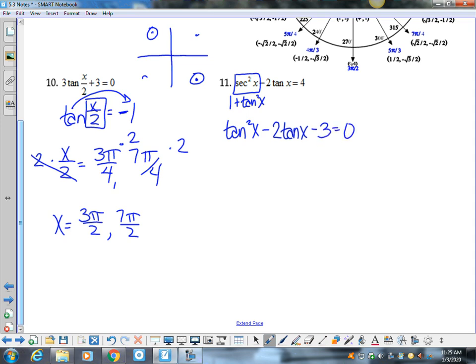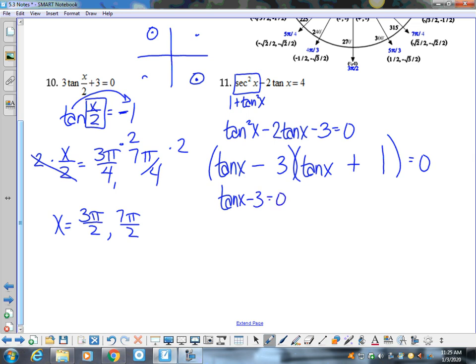Now make sure that you're good with the fact that before we were separating the trig and the numbers because everything was linear, but when it's quadratic, you want to get it equal to 0 because you're going to factor it. And then this is just a nice trinomial. Three and a 1. I want a negative 2, so a negative 3 and a positive 1. Set them both equal to 0. And again, feel free to pause this and go at your own pace. So tangent x equals 3 and tangent x equals negative 1.